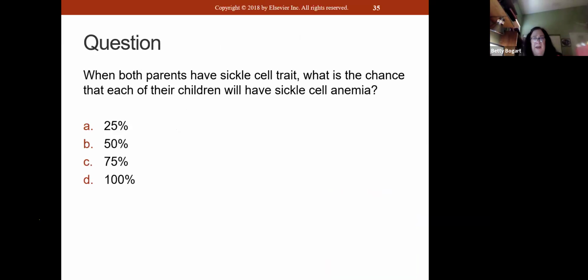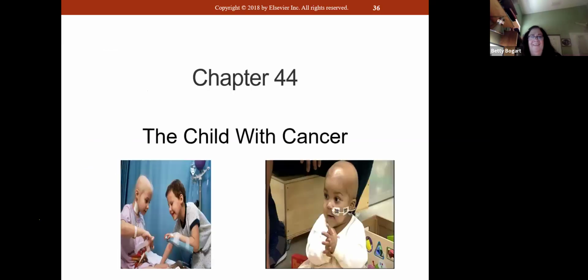So if both parents have sickle cell trait, how many of their kids are going to have it? What do you think? Each parent has a trait. 1 out of 4. Yes, Aaron. 25%.